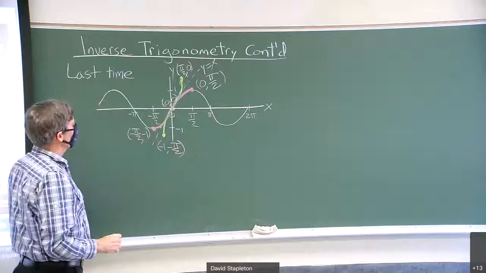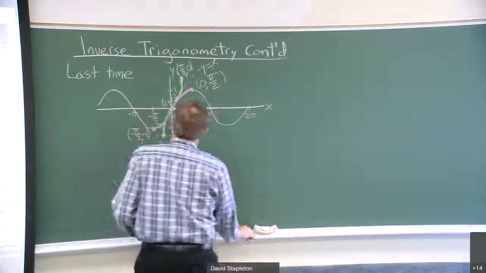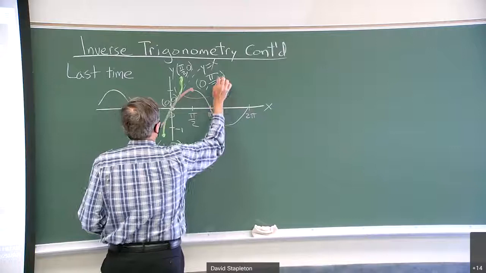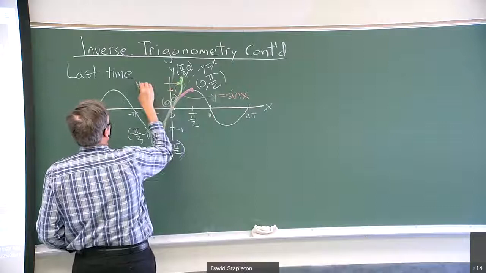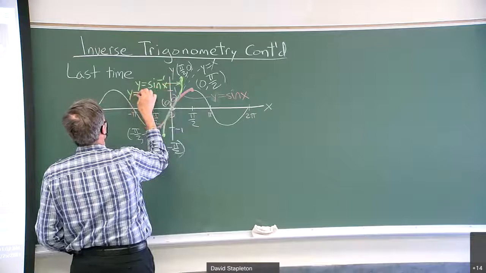That tells you immediately some values of the inverse sine you can memorize. So this red one is part of the curve y equals sine x. The whole curve is the white one. And this, by flipping over the line y equals x, is what we call the arc sine or inverse sine. We use both names, they mean the same thing. There it is.